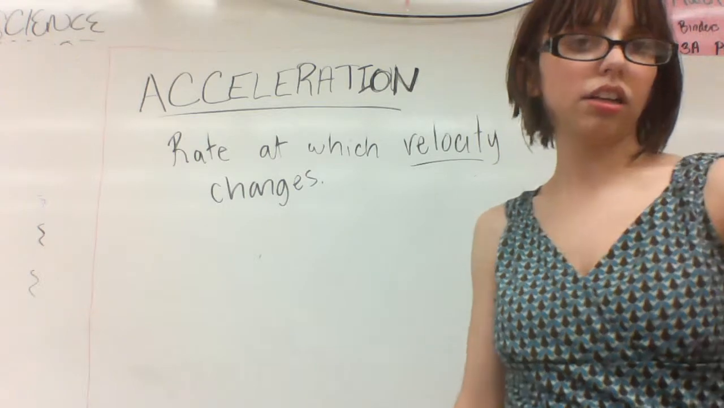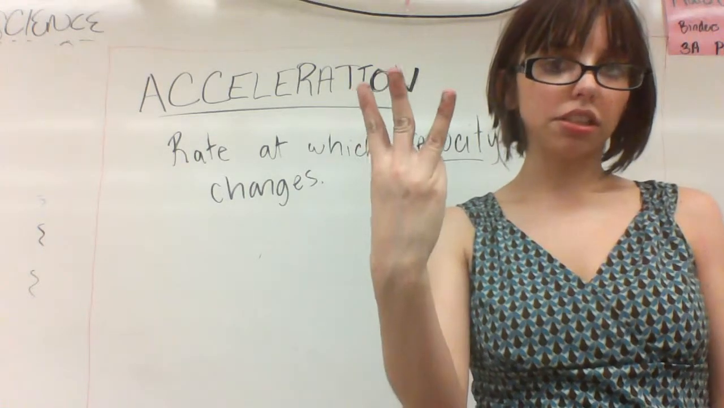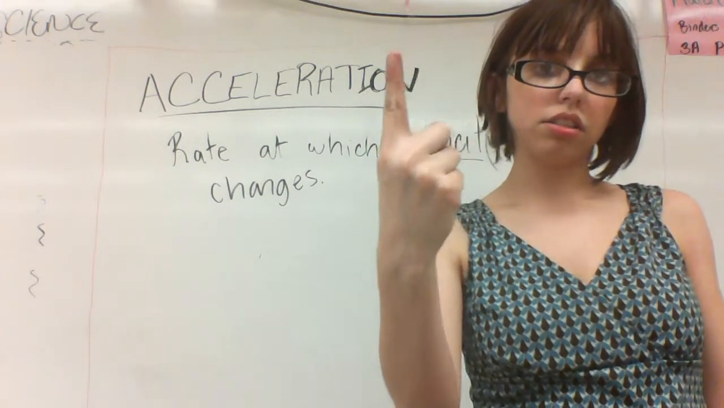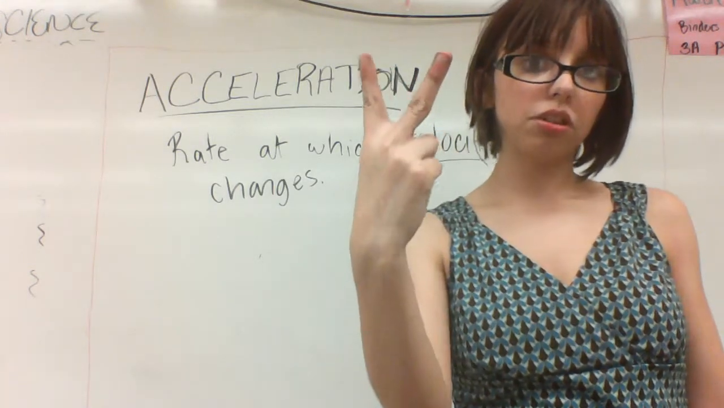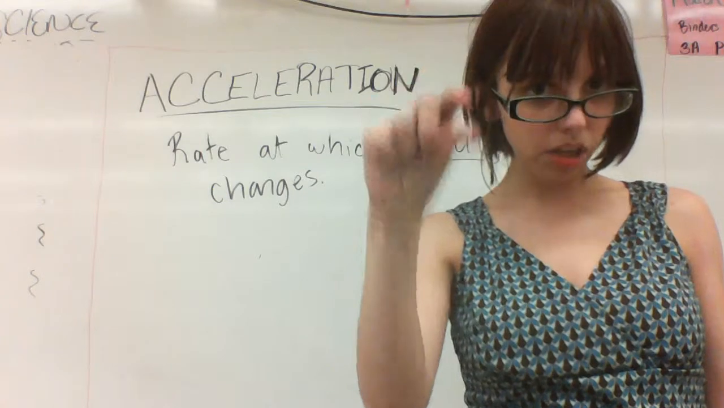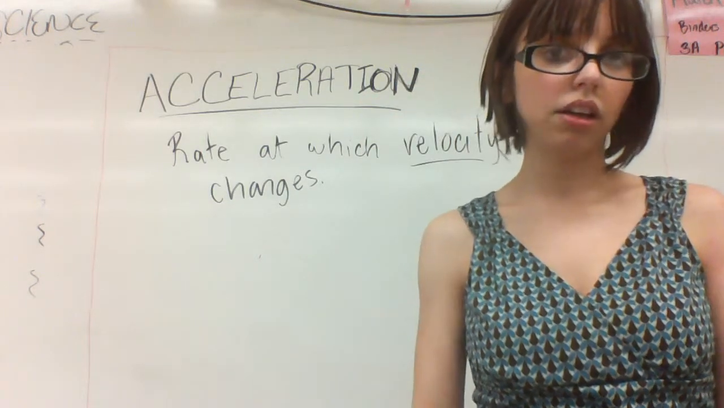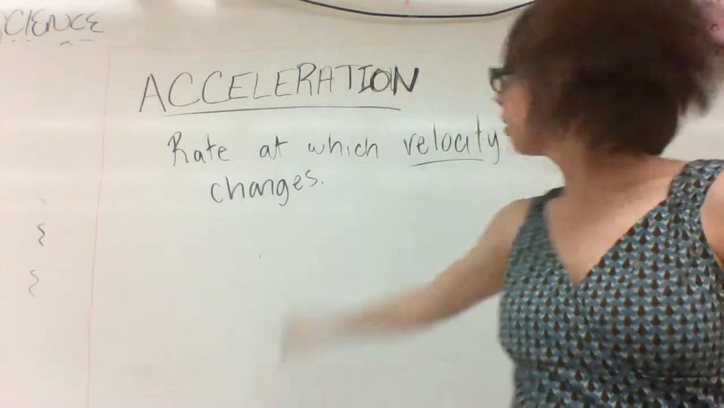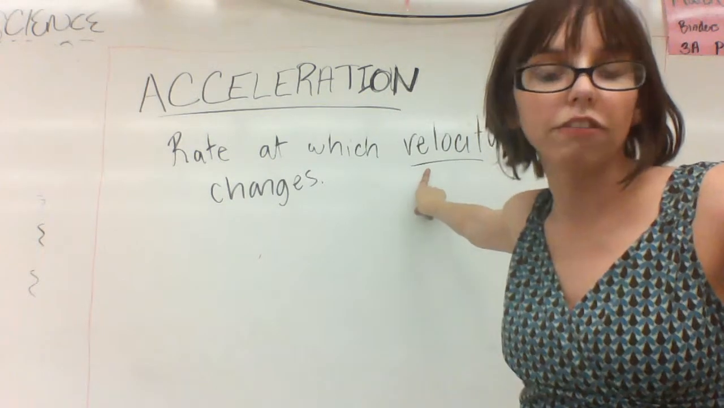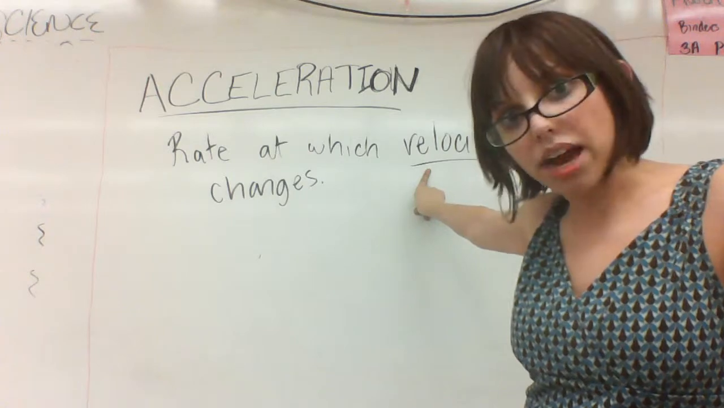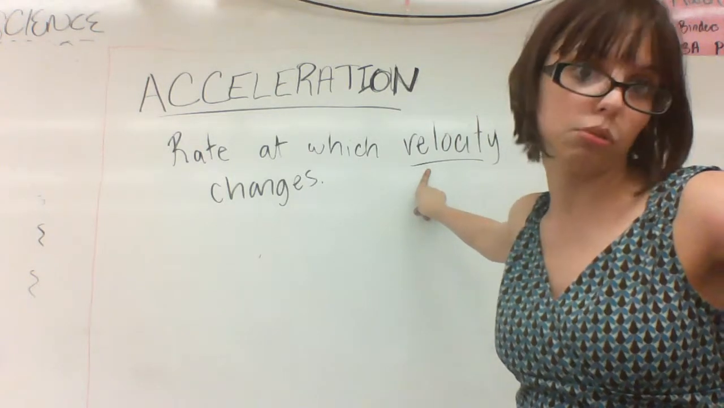You accelerate in one of three circumstances. You are either A, speeding up, you're making your velocity bigger. Number two, slowing down, you're making your velocity smaller. You're stopping, slowing, whatever. Or number three, because this is the rate at which velocity changes, remember velocities are vector values. They have both magnitude and direction. It matters which way you're going.